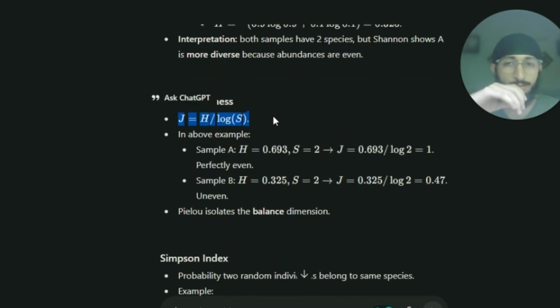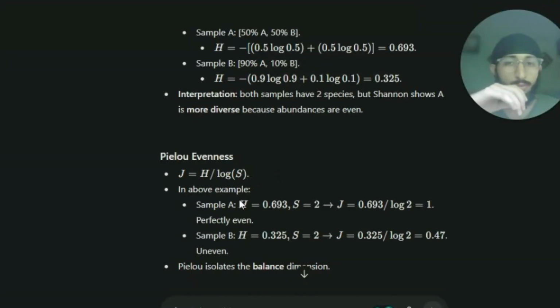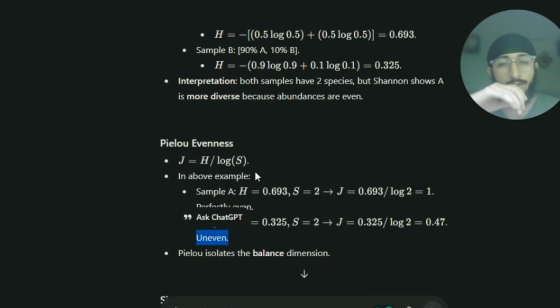Now Pielou evenness, J is equal to H upon log S. So using the above example, H is given to us as this, S is 2, which is the number of species. And when we divide, J is equal to 1 for sample A and J is equal to 0.47 for sample B. So J equal to 1 means that it is perfectly even, and J equal to 0.47 gives us the estimate that it is uneven.